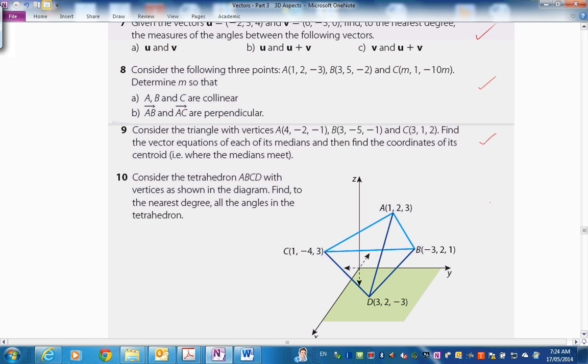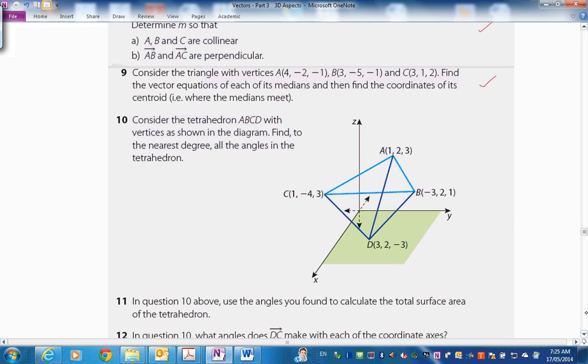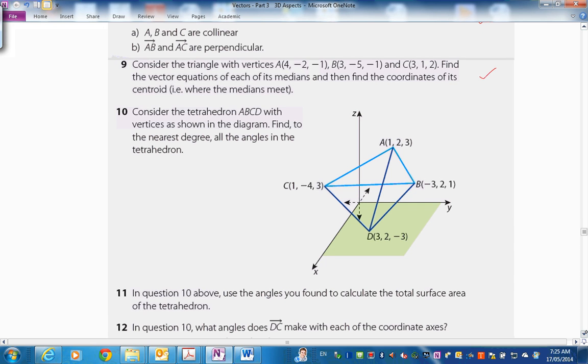This one, all the angles in the tetrahedron. Well, you could. That's a lot of work, that question. I don't know whether I'd do that, but it's in the course. With all the angles there's a lot of angles that you have to look at between all sides there. So you have a look at that one. Have a look at the answer.